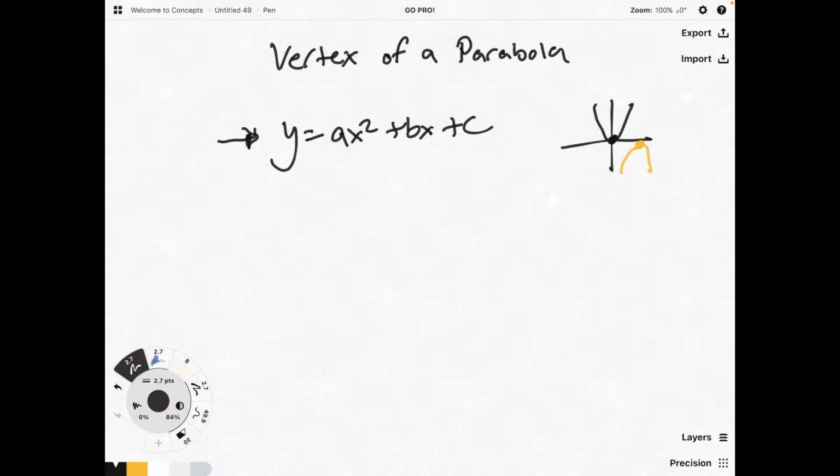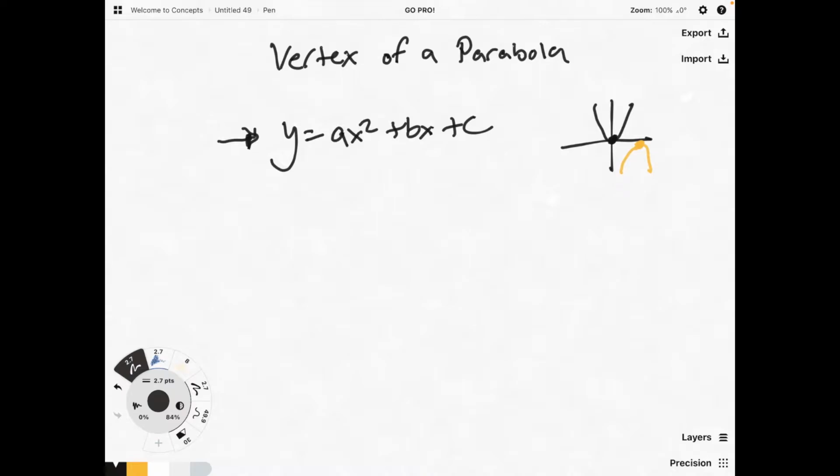So with a little bit of equation manipulation, we'll be able to get it into the standard equation for a parabola with a vertical axis. And within that standard equation, we'll be able to identify what the coordinates are of our vertex. So how do we do that?